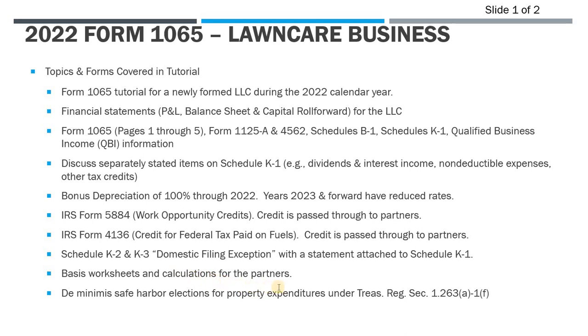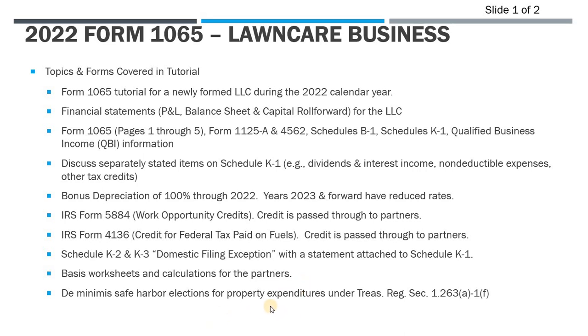We'll talk about K-2 and K-3 filing exceptions and what kind of statements need to be attached to the K-1. And then also what kind of disclosures have to be made on Schedule K of the Form 1065. And always important to talk about basis issues for partners, right? So we'll look at the basis worksheets and calculations for the partners, talk about their capital accounts, the debt being added to their basis under 704(d). So we'll go into those worksheets.